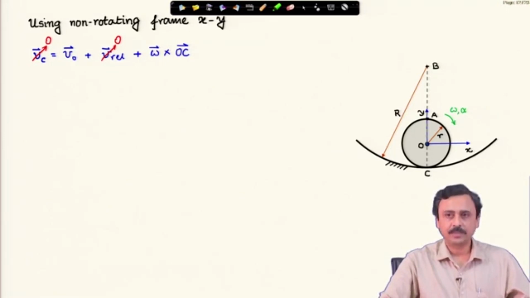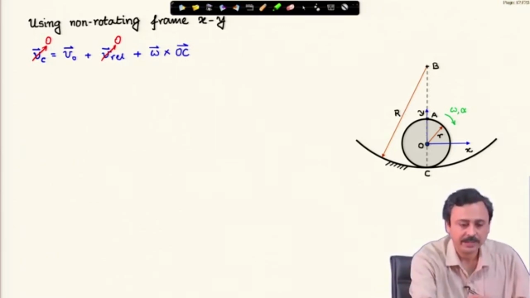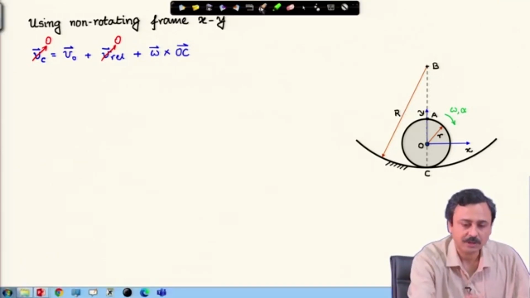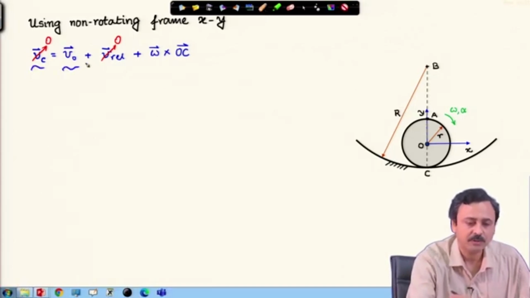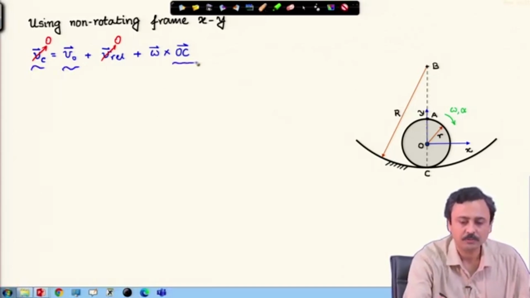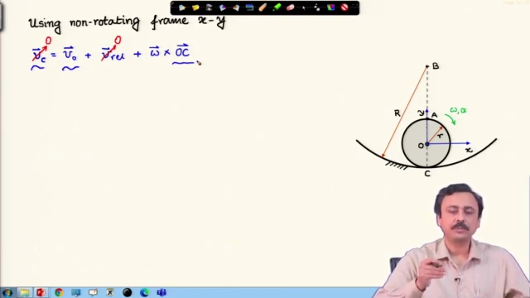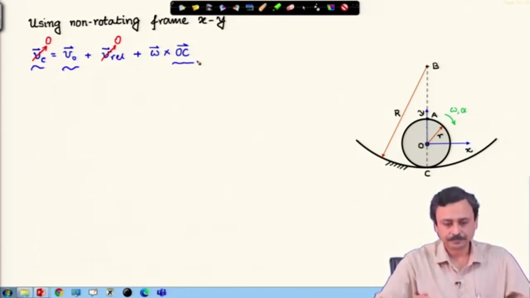V_C, the velocity of point C which is in contact with the ground, so its absolute velocity is 0 definitely, is V_O plus V_rel, which is 0 because O and C are on the same rigid body, plus omega cross OC. Remember we are expressing the velocity of C in terms of the velocity of O. Therefore, this vector should go from that O point to C.